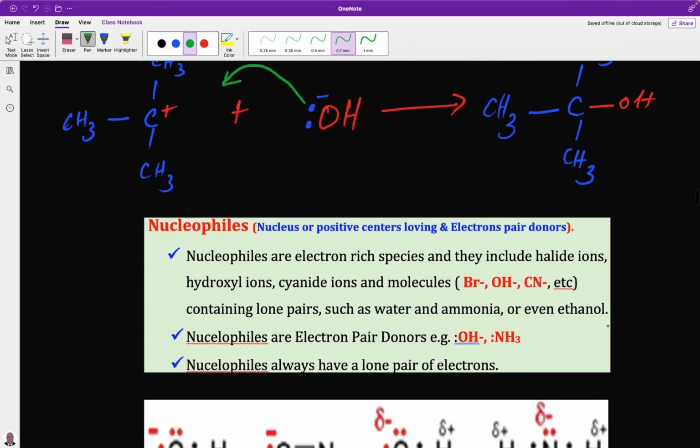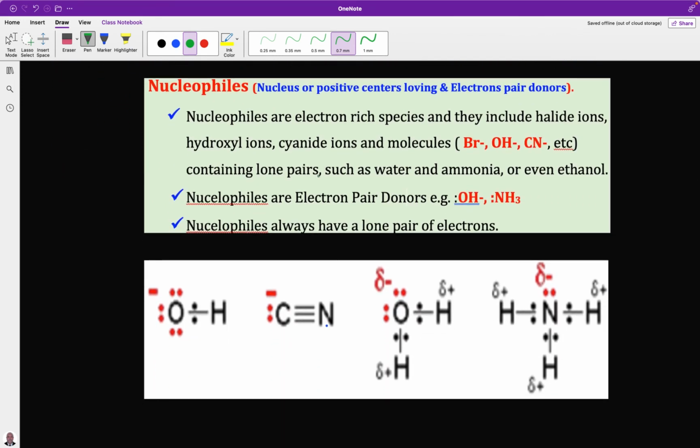Okay, so there are many examples of nucleophiles. The hydroxide ion, you can see them here. The cyanide ion, this is a lone pair of electrons. There are lone pairs of electrons on the hydroxide ion. In water, you have a lone pair of electrons there that can be donated. Ammonia, on the nitrogen atom, you have a lone pair of electrons there that can be donated. So generally, these are electron pair donors. They have electron pairs on them that they can use in donating to an electron deficient species we call the electrophile.